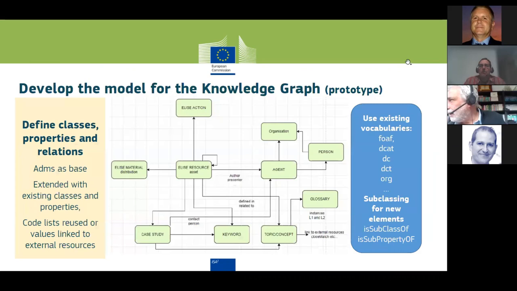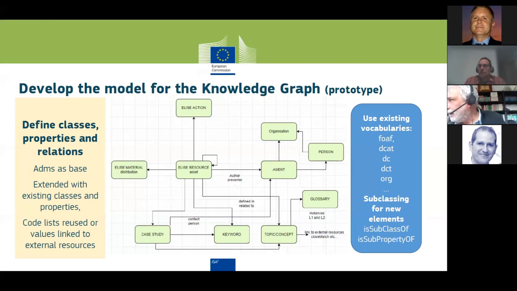So the first step when you want to create a knowledge graph is building a model. And for this, in this prototype, we really try to be a little bit reusing things that already existed and that we want to link to. For example, in JoinUp, there's the ADMS application profile for JoinUp. So we want to link to that. We want to communicate with that. So we started with ADMS as the base for our knowledge graph, and then we extend that using existing vocabularies or linking to existing classes and so on.